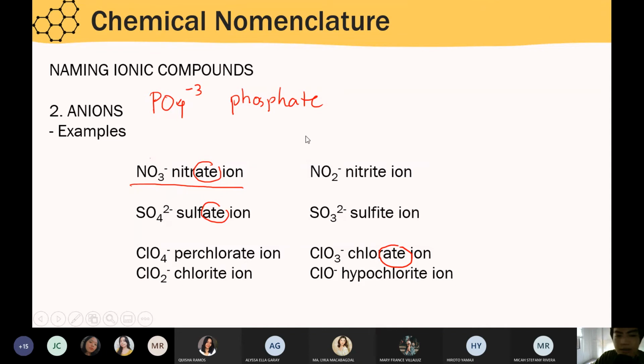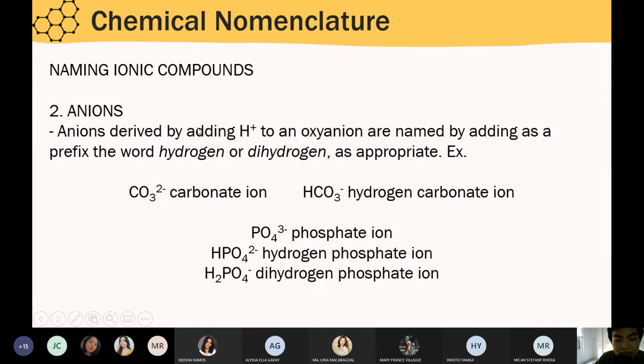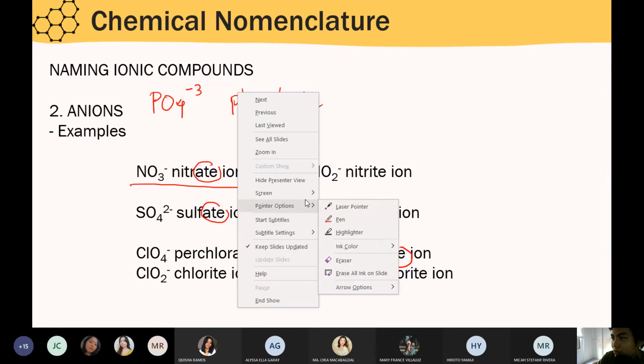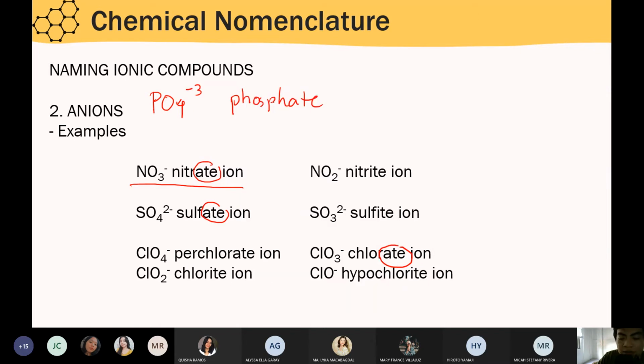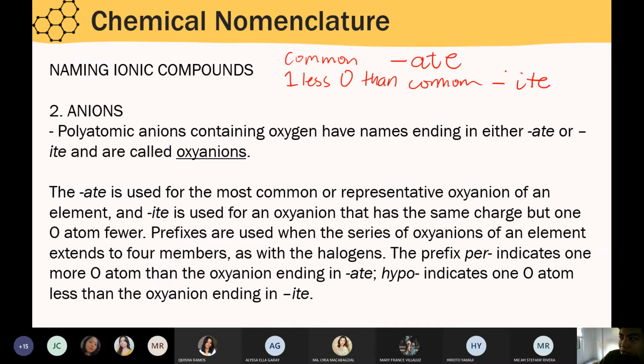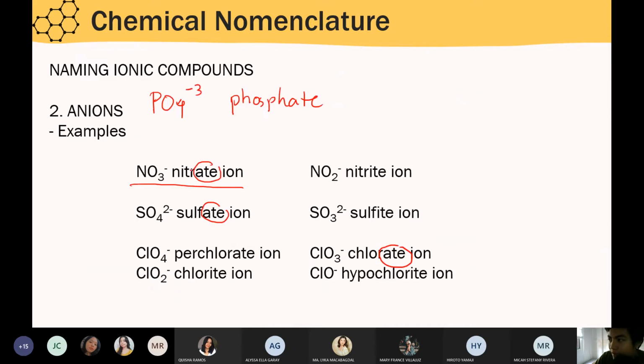Anyway, let's go back. If you remove one oxygen from these oxyanions, what will happen? You will change the suffix to ite. For example, in NO3, you have 3 oxygens. If I remove one oxygen here, it will become NO2. The name of this NO2 will be nitrite. Again, keep in mind that if I remove one oxygen, the suffix will end with ite.